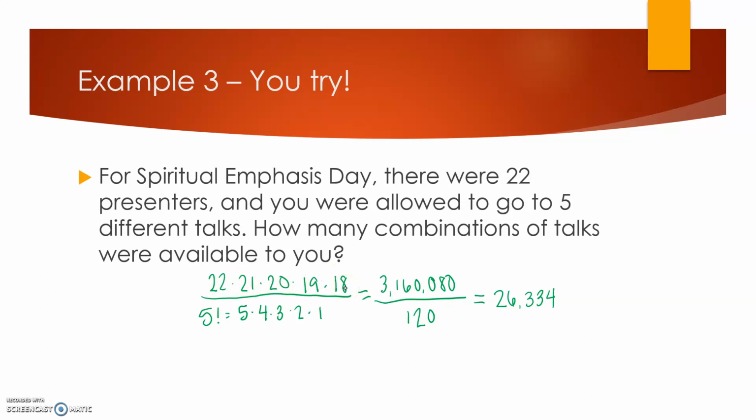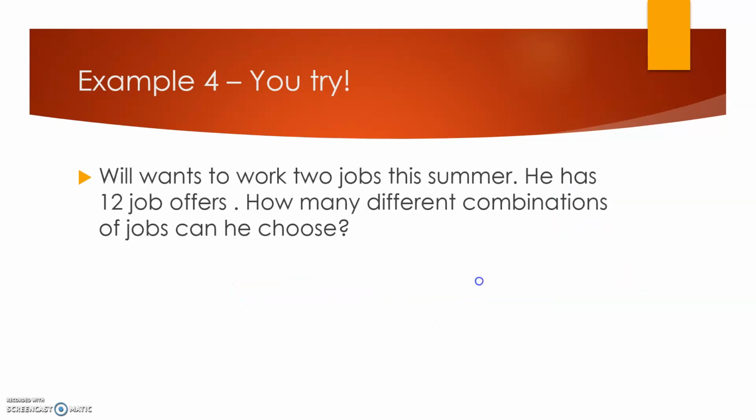In my denominator, I'm going to use my smaller value, factorial. So 5, 4, 3, 2, 1, all multiplied together. When I do that math, I get 3,160,080 over 120. And then dividing those two, I get 26,334. All right, I've got one more for you to try. Give it a try, and then we will check your work.